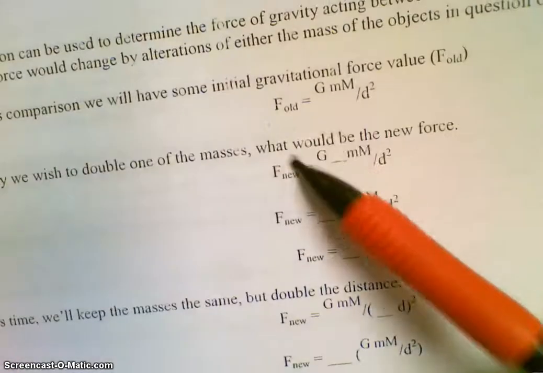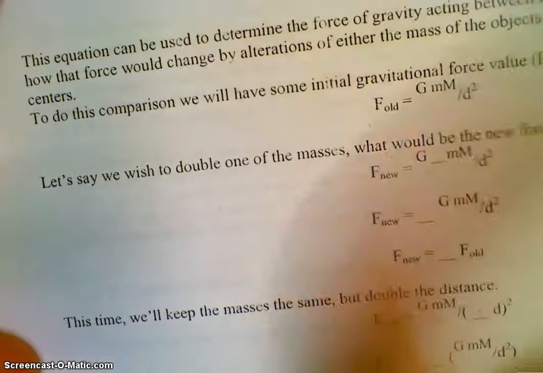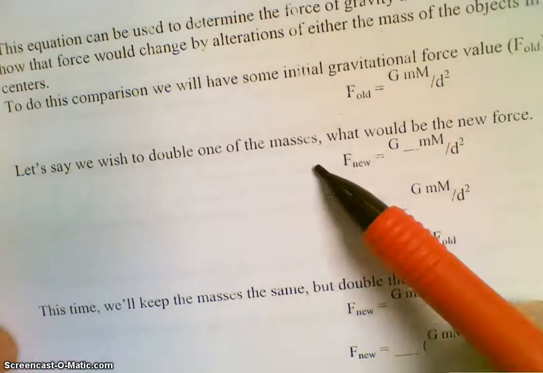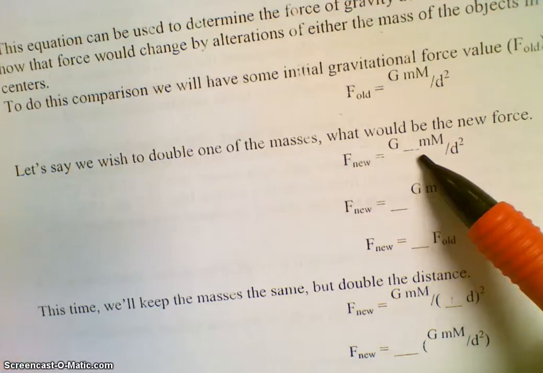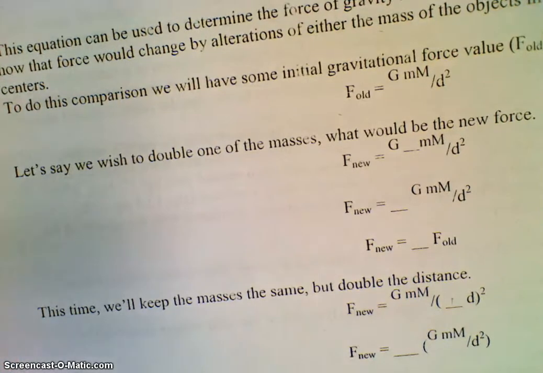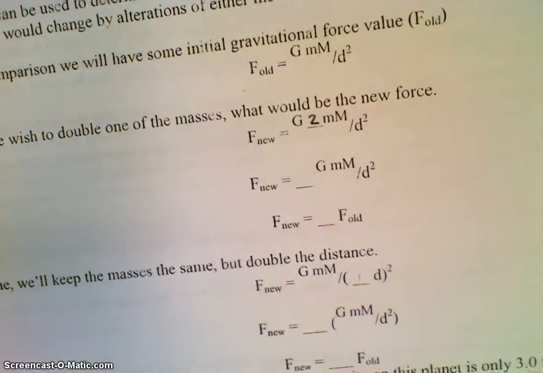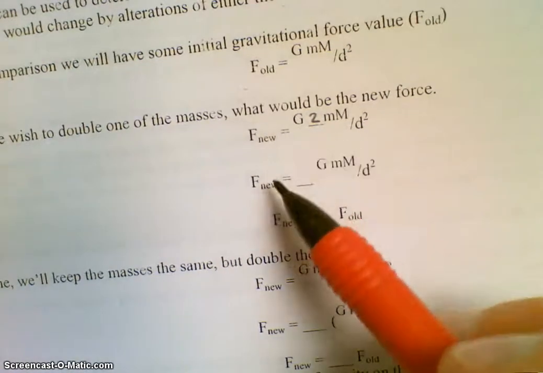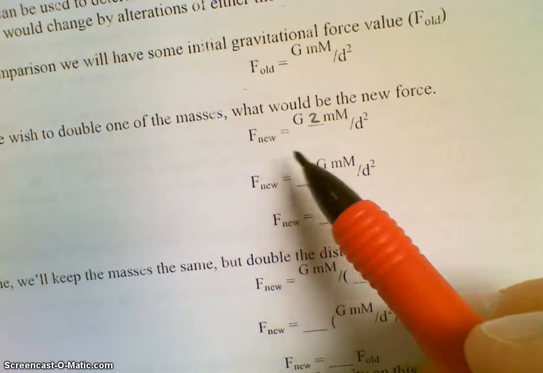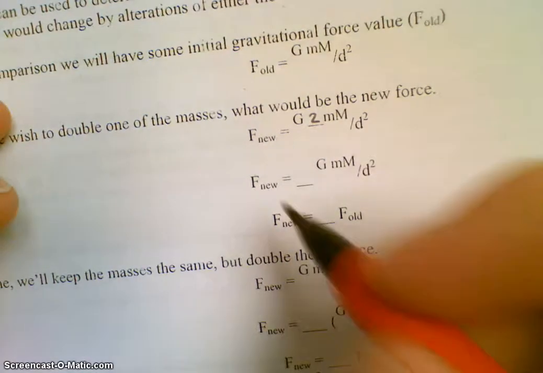So let's say, for example, that it says we wish to double one of the masses. So our new force, what are we doing to one of the masses? Instead of m, it's going to be 2m. Now we can bring that 2 out front of the entire thing. Correct? Algebraically we understand that if the 2 is in the equation, we can bring it right out to the front.